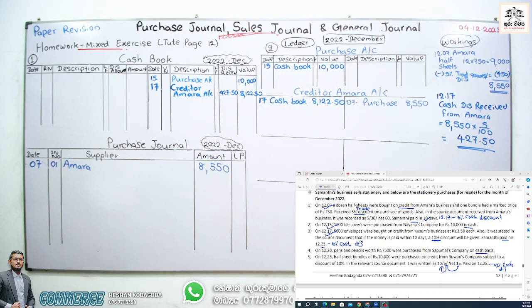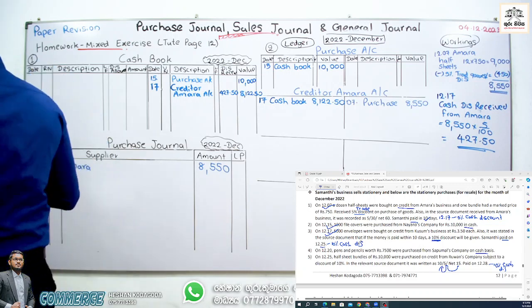25th. So in here no trade discounts. So we don't need to worry about trade discounts in here. So when we multiply 5,000 by 350, how much? It's 17,500.